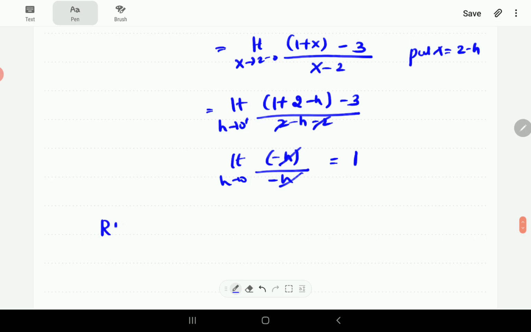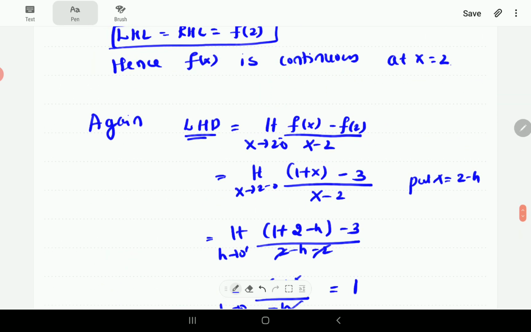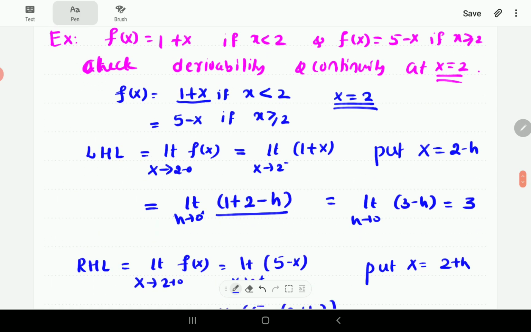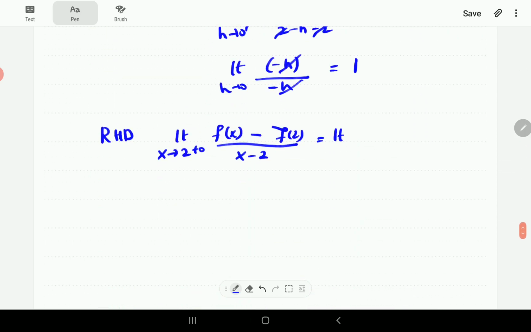Similarly, let us find out the right hand derivative. The right hand derivative, by the definition, is the limit of f(x) minus f(2) upon x minus 2 as x is tending to 2 plus 0. Since x is tending to 2 plus, it is greater than 2, and greater than 2 means the function is 5 minus x. So the limit of 5 minus x minus f(2), which we calculated is 3, upon x minus 2, as x is tending to 2 plus 0.